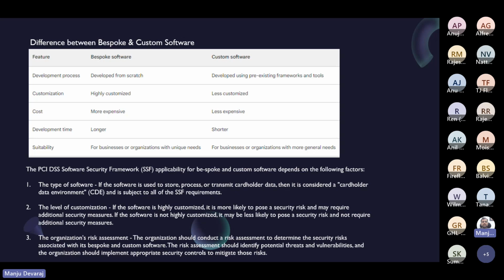Organization risk assessment. Organizations, after bringing that software, customizing it and using it, need to do a risk assessment on that. This once again is a TRA only, targeted risk analysis on custom software, right? Very, very important, to ensure that all the potential threats and vulnerabilities are cleared.